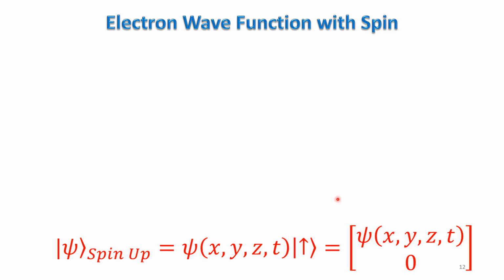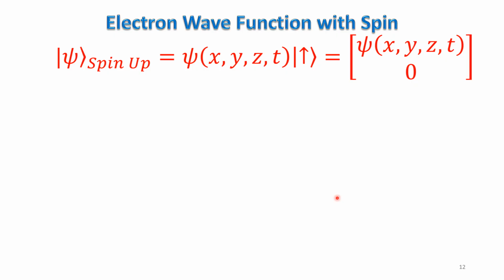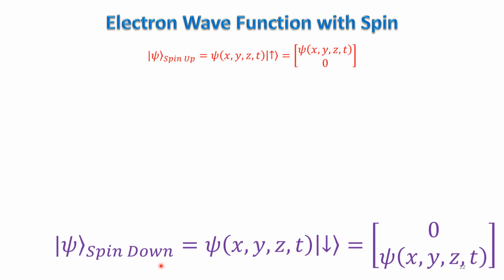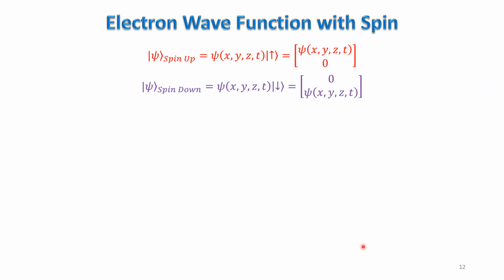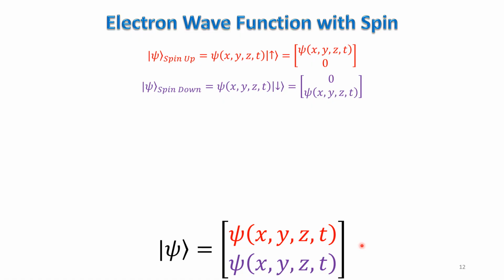Fine. We have represented a wave function for spin up. Now for spin down, we have the ket notation psi, a function of x, y, z, t, with ket notation for spin down, which is actually the matrix (0, 1). This offers us a column matrix (0, psi). Now, this is spin up and spin down. Together, the representation offers us a bispinor psi ket equal to a column matrix, psi for spin up appearing in red color, and psi for spin down appearing in violet color.